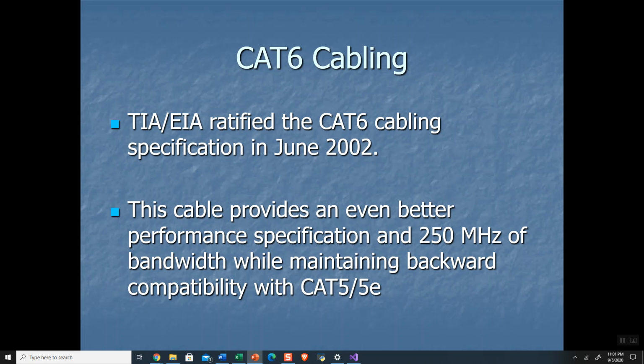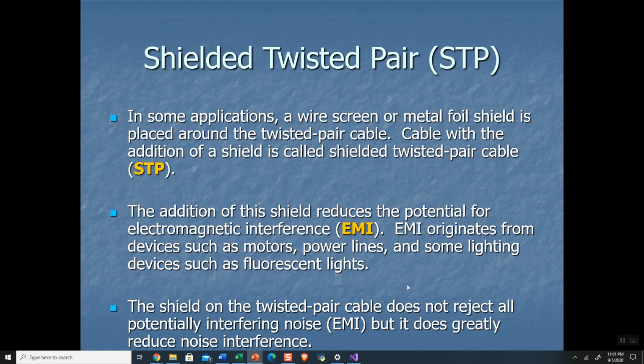Now, Cat6. This cable provides even better performance specification, running at 250 megahertz of bandwidth while maintaining backward compatibility with 5 and 5E. Okay, so if it can run at 250 megahertz, it could run at 100. But if you can run at 100, you cannot fully run at 250 megahertz. It might work, but it's not guaranteed.